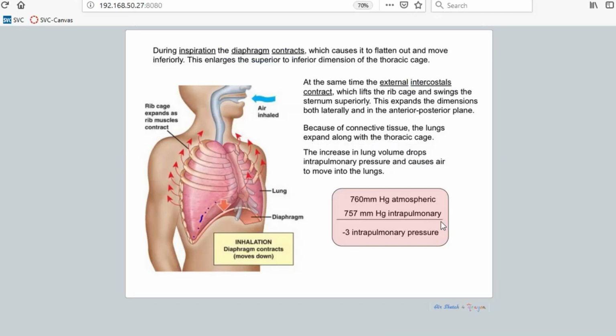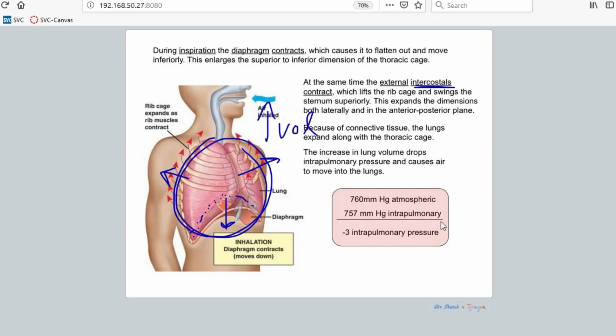Here's the diaphragm in its normal position up there. Then it contracts and it moves down. The intercostals contract, and that increases the size of the thoracic cage along with it. When the thoracic cage expands, so do the lungs. So now we have increased volume of the lungs.